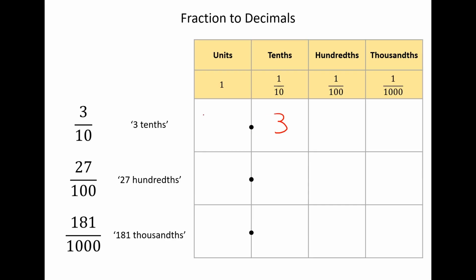And then every other place value, if I got nothing else to fill out, I simply just write a 0 as a place value holder. Hence, this answer would just be 0.3. So 3 over 10 or 3 tenths is simply 0.3.